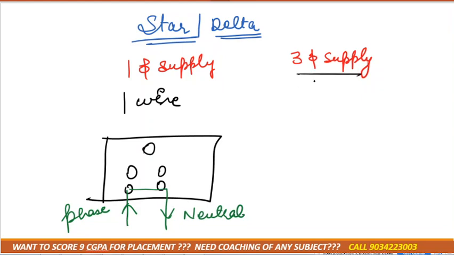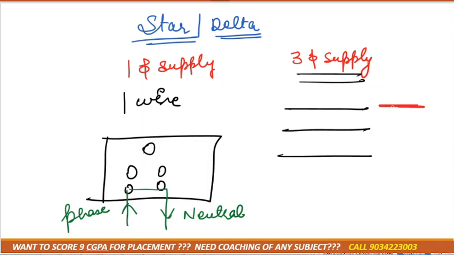So basically in the three phase supply we have three wires, each wire having different current. In India it is denoted by R, Y and B. R stands for red, Y stands for yellow, and B stands for blue. So basically we have three wires with three different currents, R, Y, B.